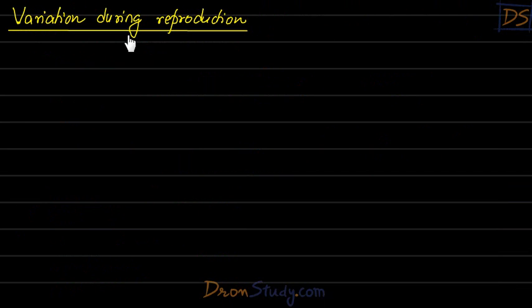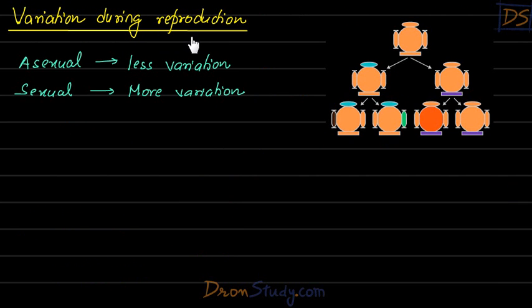So students, now variation during reproduction. While studying the chapter of reproduction, we have already seen that when organisms reproduce, there is variation. In asexual reproduction, the variation is less, and in sexual reproduction, the variation is more. We also saw the reason behind it. What was the reason students? Can you recall? In asexual reproduction, there is only one parent. In sexual reproduction, there are two parents. Because of the involvement of two parents, the variation is more.